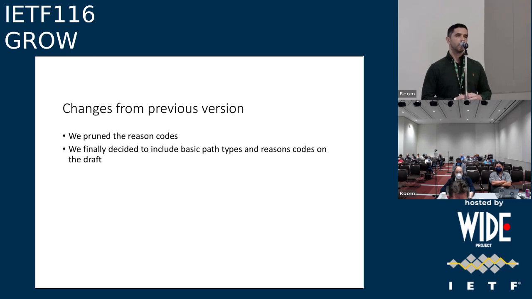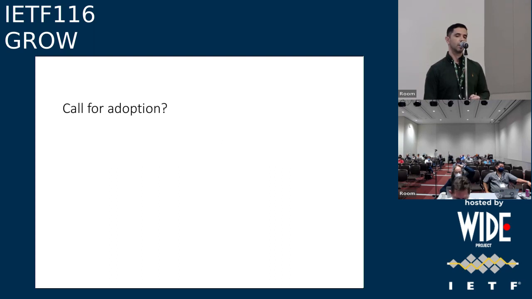What are the differences from before in the latest draft? We pruned the reason codes a bit, and we did it because I have come here a few times saying that maybe we were not going to standardize the reason codes or the status codes, but we changed our minds and we're going to standardize at least the basic ones because that's what adds value to the TLV. So we're going to do that and we're going to fight that battle. So next one, please.